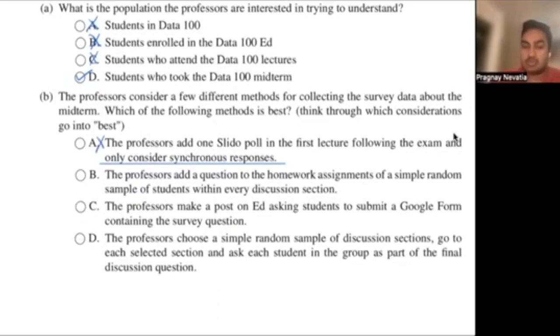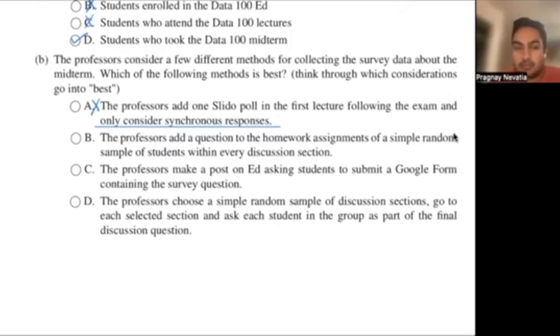Also, not all students fill out the lecture participation. So even if you consider asynchronous, this might still not be the best method. But again, that's a deficiency that is hard to overcome. Let's talk about part B.